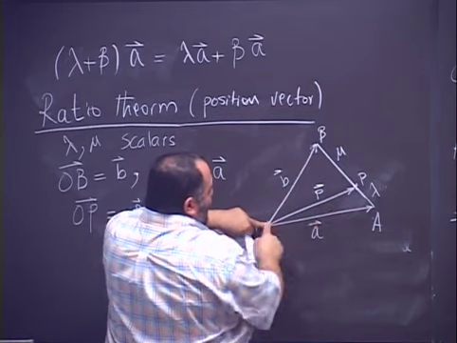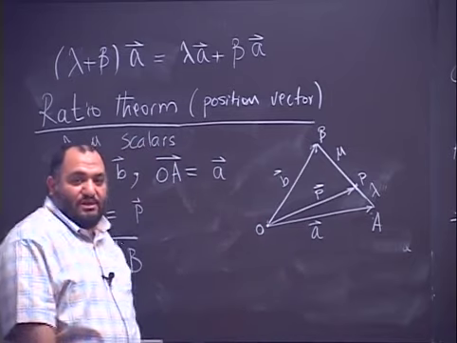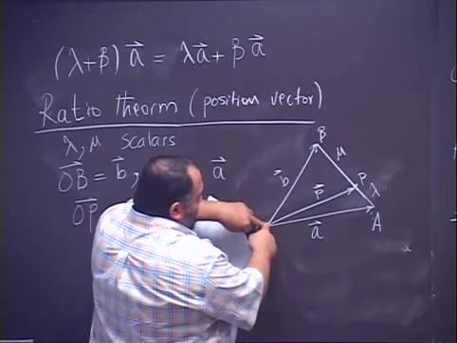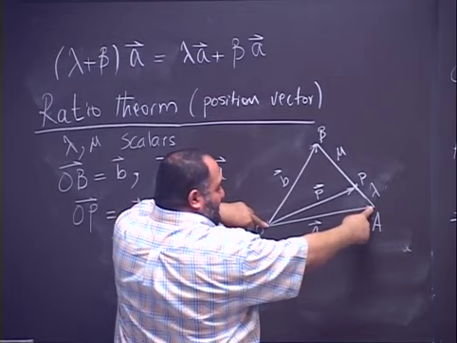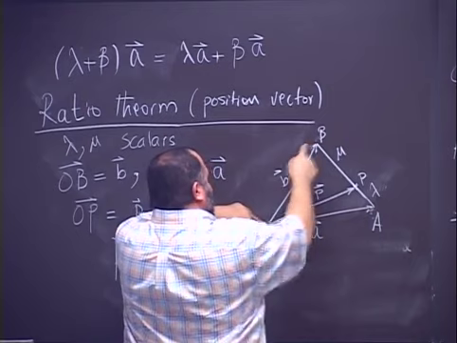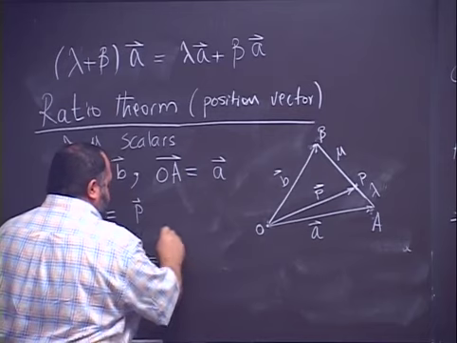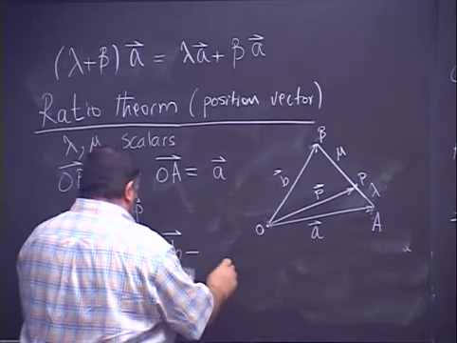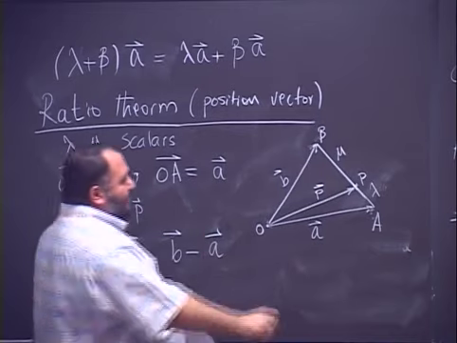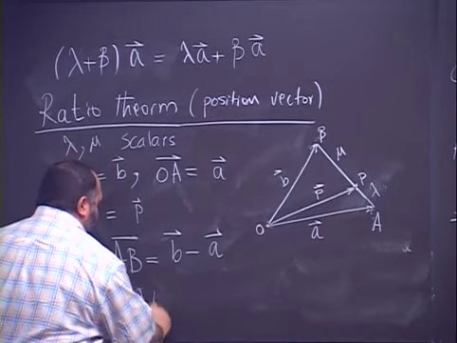So the first step, we will see that vector AB is nothing but vector B minus vector A. Because if you want to do the parallelogram or the triangular addition of vectors, you will say, I will start from here to this point, and this is vector A plus vector AB will give me the resultant, which is vector B. So AB is nothing but B minus A.